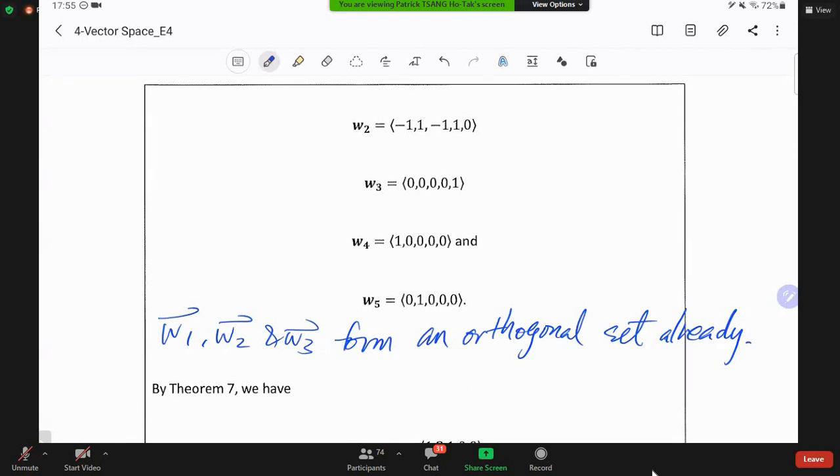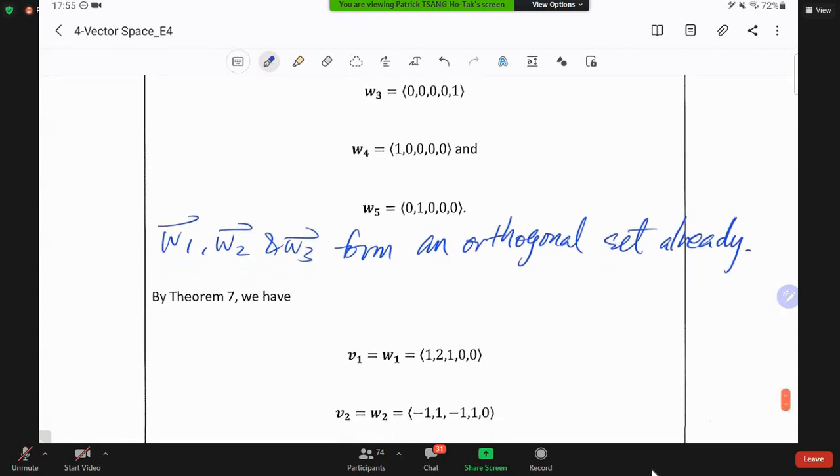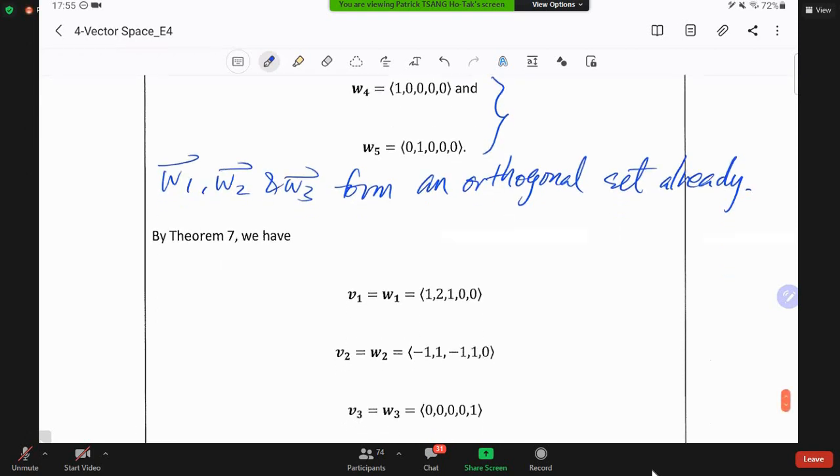So we just put them aside. We just ignore them. I don't need to work with them anymore because they are sufficient to be included in the orthogonal basis later on. What concerns us most, the troublemaker, is the last two vectors. These two vectors need some further analysis or processing in order to make the whole given basis an orthogonal basis. So under this observation, we don't need to bother about W1, W2, W3.